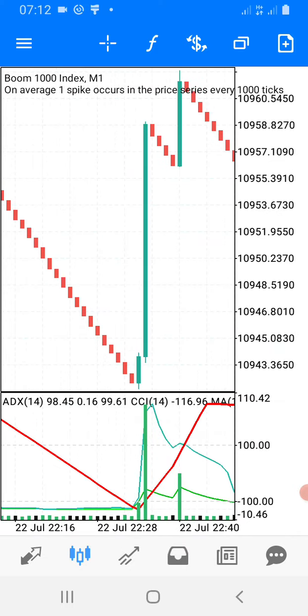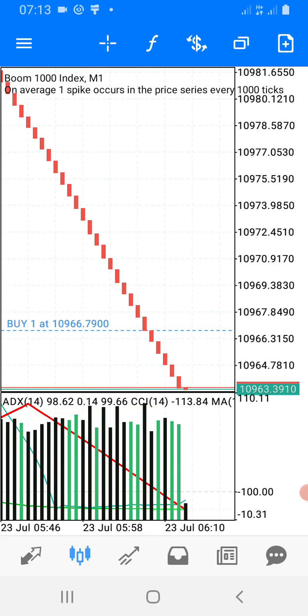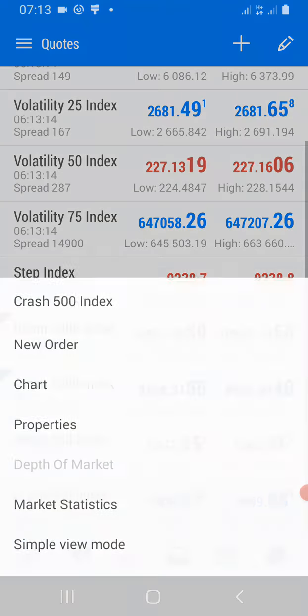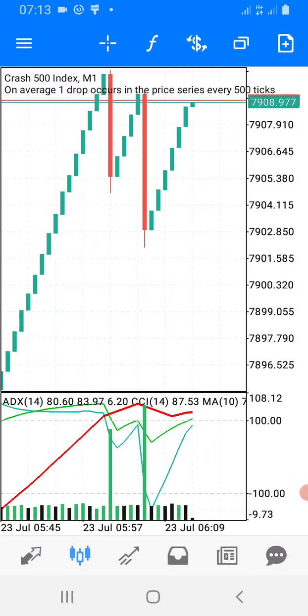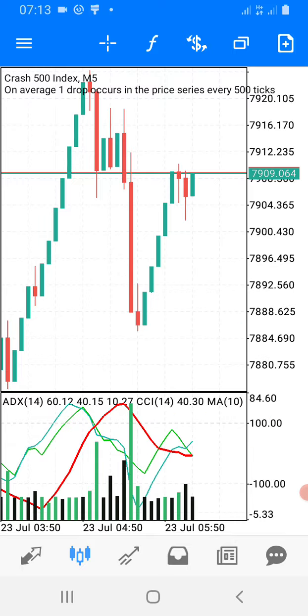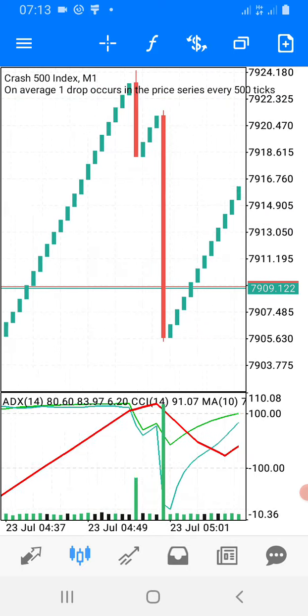So, guys, this is how this strategy works. I told you, guys, we're waiting for Boom 500 and Boom 1000 to spike. While we're waiting, let's check out Crash 500. You see it cross above, it spikes, because it's above, it spikes.